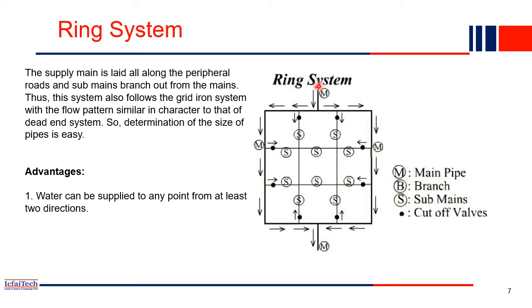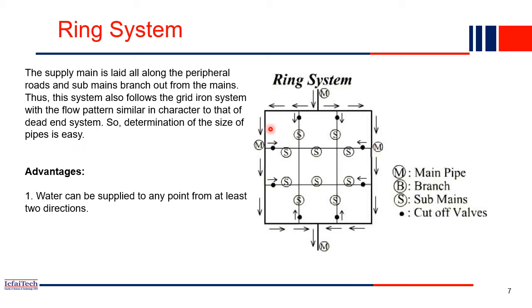Unlike earlier, when the main pipe was going through the middle and the branch pipes were running parallel and perpendicular to the line, here in the ring system the main pipe will go around the periphery of the network, and from there the sub-main pipes will go and enter the city. So the main pipe is laid all along the peripheral roads, and the sub-main pipes branch out from the main pipes, right? That system also follows the grid iron, whatever we discussed earlier.